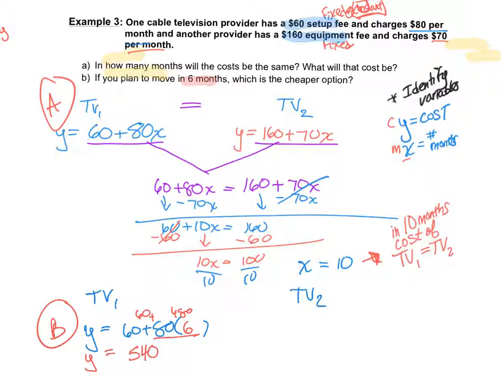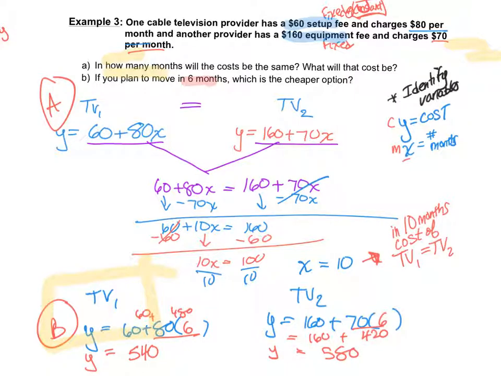TV Company 2, the cost is going to equal 160 plus 70 multiplied by the 6 months. 70 times 6 is 420. 420 plus 160 is 580. So, which of these is cheaper? TV Company 1, because it only costs $540, as opposed to TV Company 2, that would cost $580 for 6 months. So the cheaper option is going to be TV Company number 1.